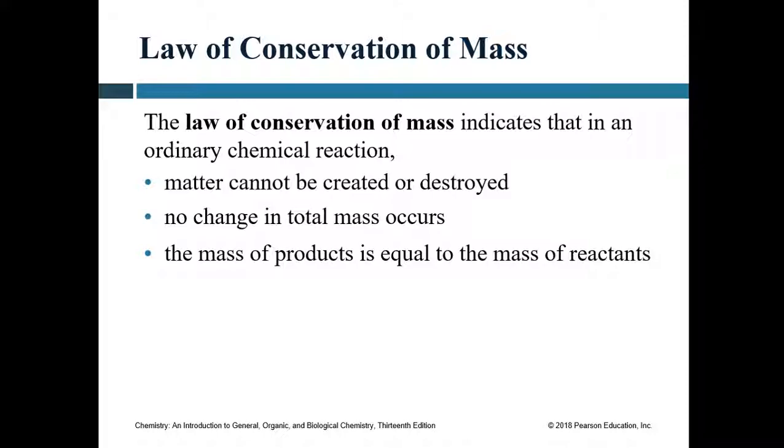but we've never said the law of conservation of mass, okay? But the law of conservation of mass, which applies, indicates that in an ordinary chemical reaction, that means a non-nuclear chemical reaction, matter can neither be created nor destroyed, that no change in total mass occurs, and that the mass of the products is equal to the mass of the reactants. Not that you need to memorize that, you don't. But we're going to use this concept and use our balanced equations to be able to calculate how much product we're going to get. And that's what we're going to get to in the next section.